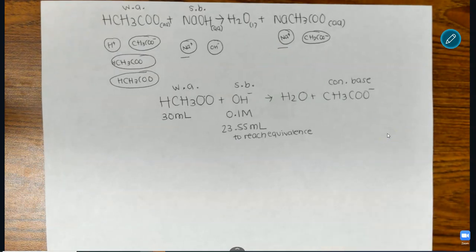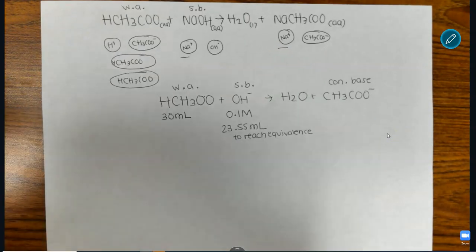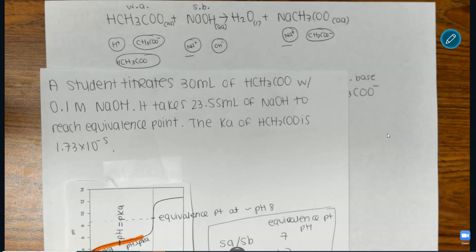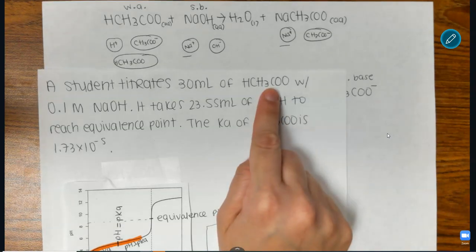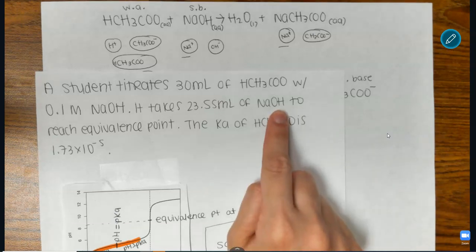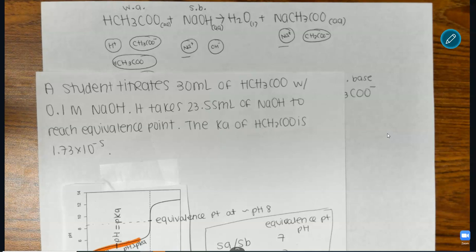Hi everyone, in this video I am continuing this problem of how to find the pH of a weak acid strong base titration. This is the second part of the video where we're going to actually start calculating pH. So this is the scenario we were given. A student titrates 30 milliliters of acetic acid, which is a weak acid, with 0.1 M sodium hydroxide, which is a strong base. It takes 23.55 milliliters of this base to reach the equivalence point. And then we are given the Ka of this acid.